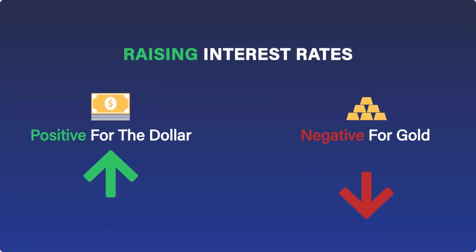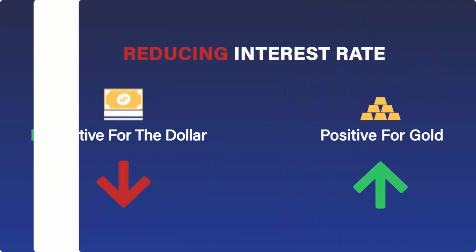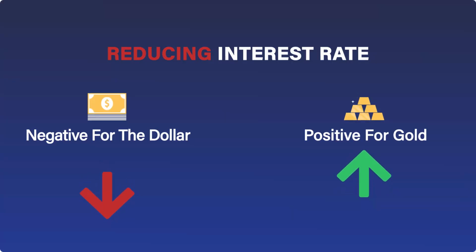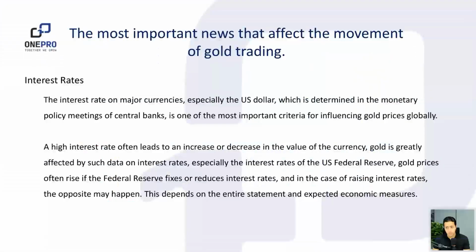So higher interest rates means it's basically bearish for gold. Lower interest rates, it's basically bullish on gold versus the US dollar. So the interest rate on major currencies, especially on the US dollar. Why is it especially on the US dollar? Simply because the gold that we trade is denominated in the US dollar. We always see the chart as gold versus the US dollar. So this is especially why we concentrate more on the US dollar while trading gold.